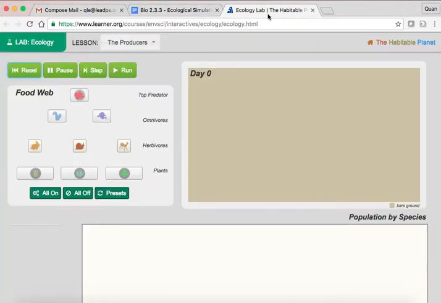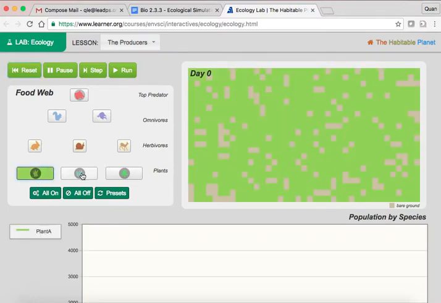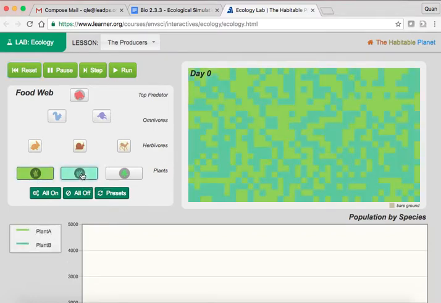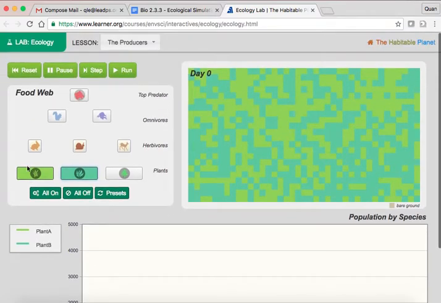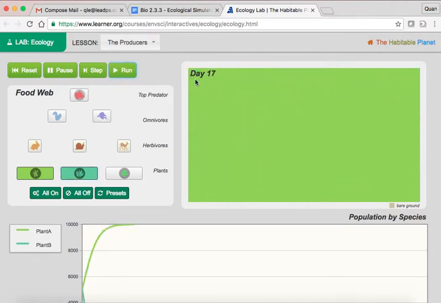So you're going to the simulation and turning on plant A, which is grass, and plant B, which is shrub. You'll notice that they populate the terrain here, and they also show up on your graph here. After you turn on those two buttons, they'll change to a different color. You'll click the run button, and you'll notice that as time goes on, one plant disappears and one plant keeps growing.